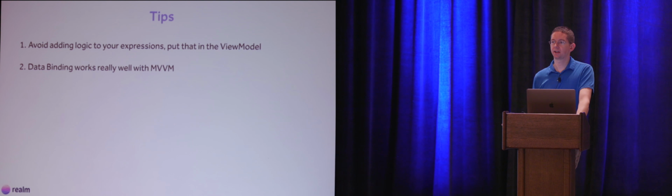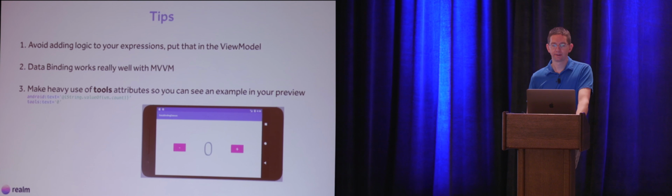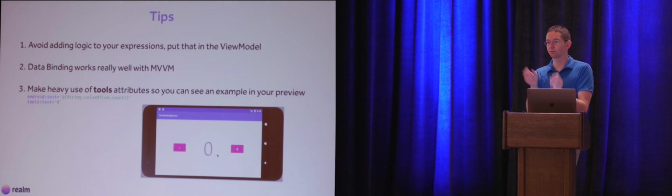At least in my experience, data binding with MVVM works really well. It's not to say that you can't use it with MVP or some other patterns, but in my experience, it works really well, mostly from the testing aspect. I said this a little bit, but I can't stress it enough. Make heavy, heavy, heavy use of your tools attributes, because if you don't, new people will come on to the team, or you'll look at your code a month later, and you won't be able to understand the view at all. It'll just look blank or like a bunch of random things everywhere. So use the tools attributes to make a good representation of what the screen will look like.